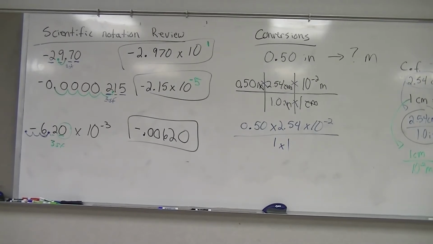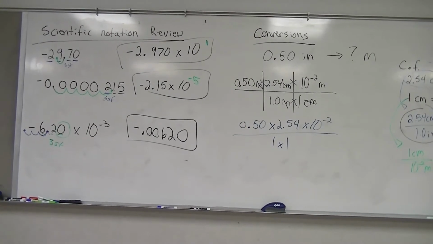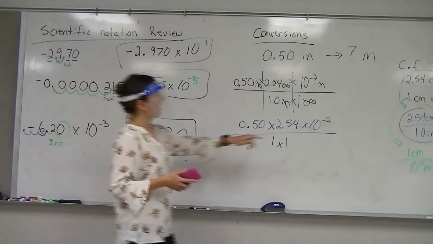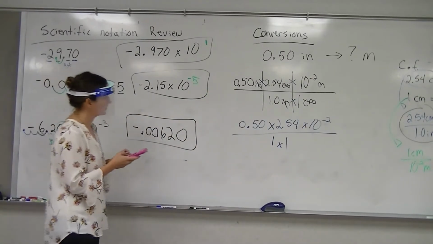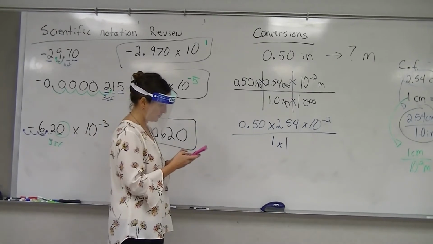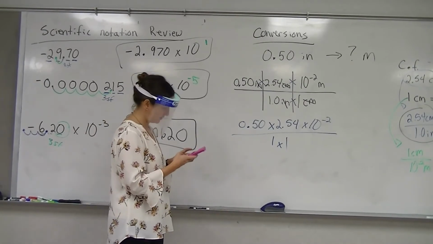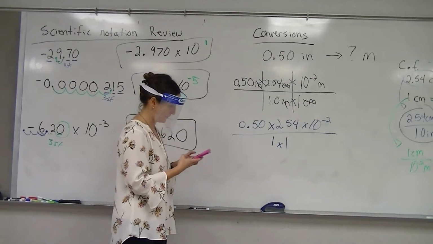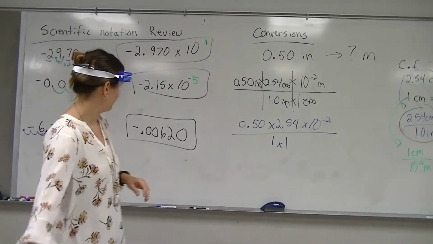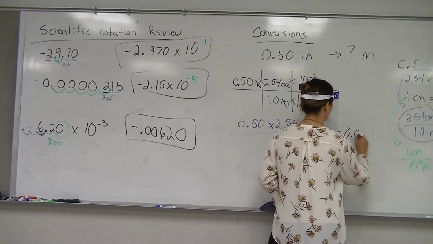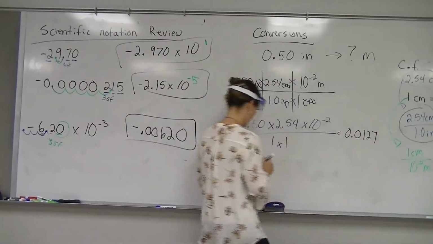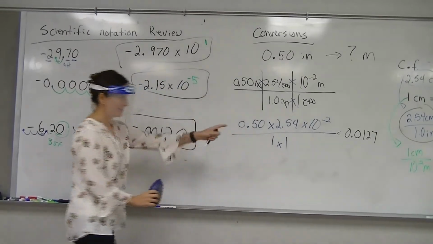If you have your calculator here, you might want to try entering that and seeing if you get the same answer that I'm looking at here. That way, if you have any trouble entering scientific notation, I can help you out with that. So 0.5 times 2.54, EE, negative 2. I get 0.0127. Okay, but notice, I'm not done.